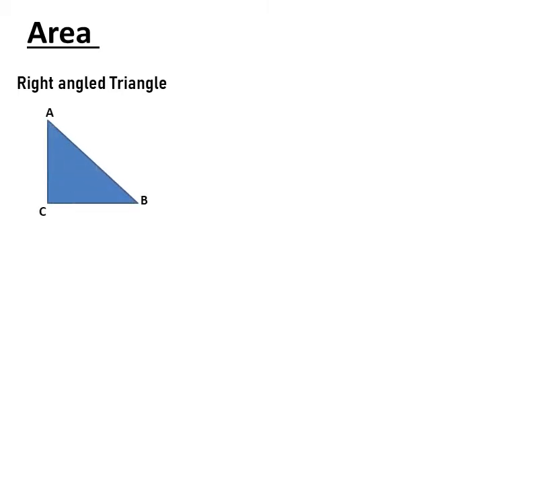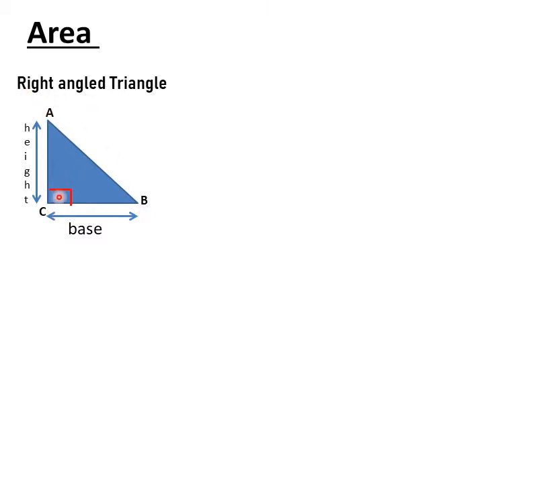Now in this slide, let us consider the area of all types of triangles. The first triangle that we will look at is the right angle triangle. It is a triangle in which one of the angles is a right angle. That is called a right angle triangle. Here we have a right angle triangle ACB, where angle ACB is the right angle, 90 degrees. In this case, AC is the height of this triangle and BC is the base.